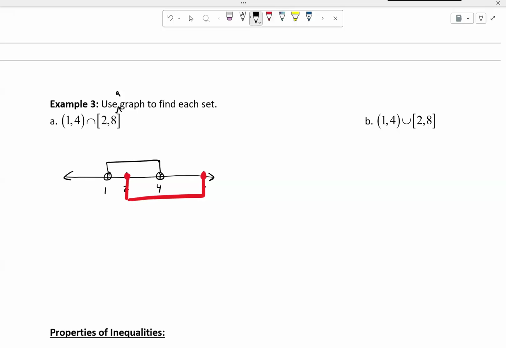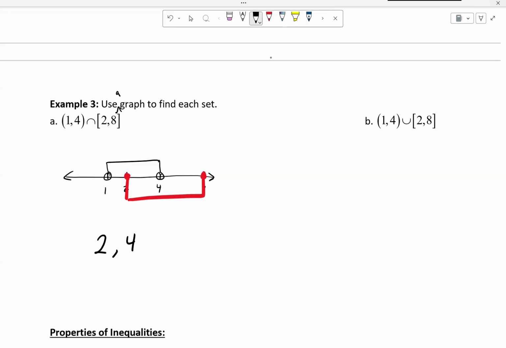Okay, so for A, we start at 2 and go to, let's see, up to 8. Now, another word for intersection is overlap or "and." So we're looking for numbers that are in both of these sets. So the numbers that overlap.